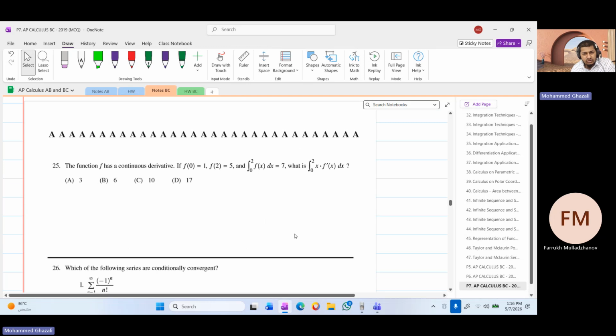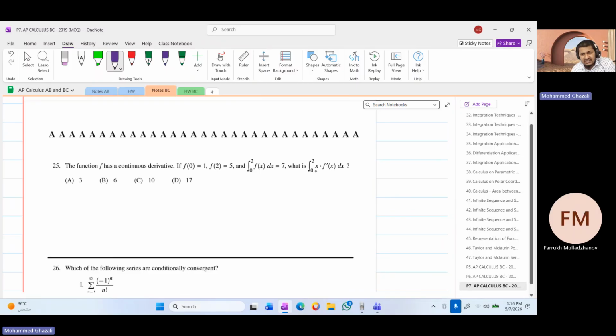The function f has a continuous derivative. f of 0 is 1, f of 2 is 5, and the integral from 0 to 2 of f of x dx is 7. What is the integral of x times f prime x dx? You can evaluate this. Because the derivative is inside and we're multiplying by x, remember the function we don't know. So we're going to probably use the integration by parts formula.